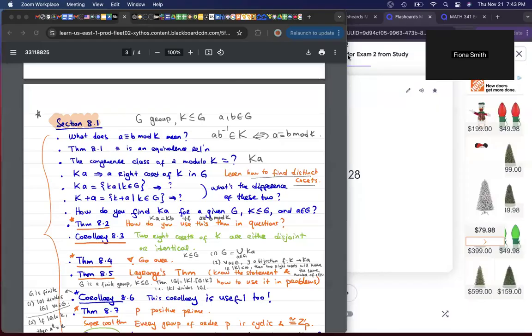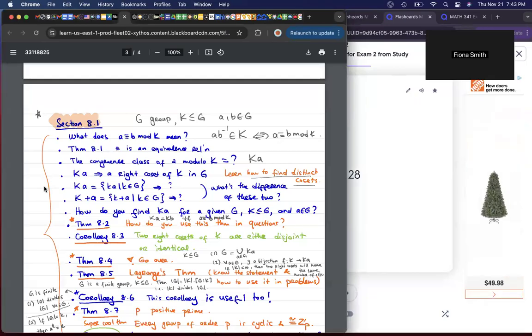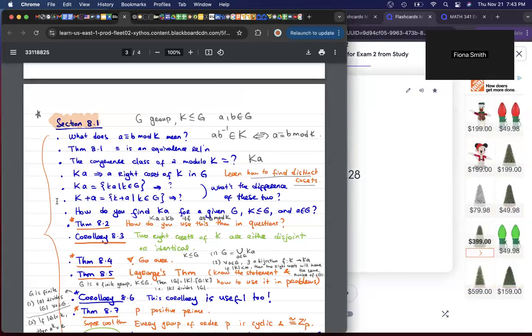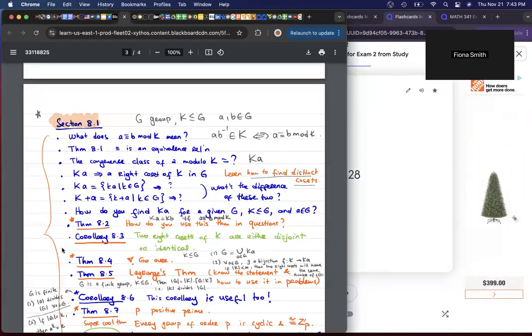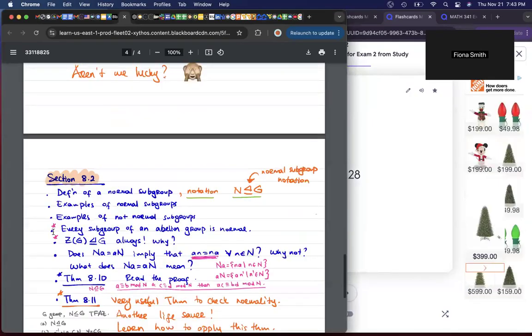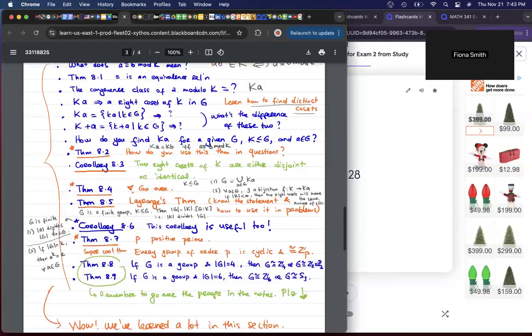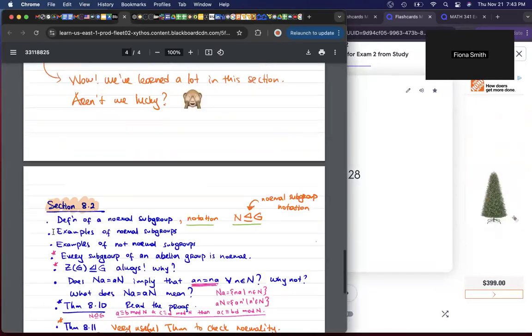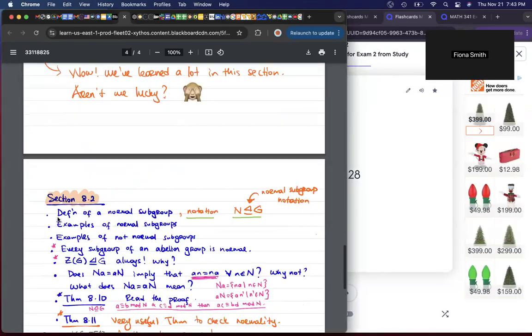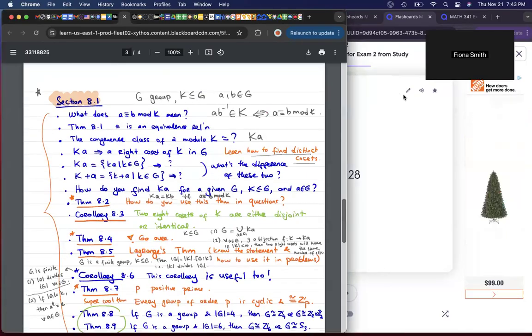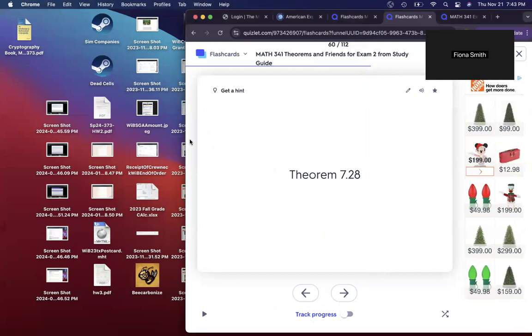So for this video, I'm basically doing the rest of the stuff until the quotient group section, which is essentially 8-1 and 8-2. So the cosets and normal subgroups in this video. So let's get to it.